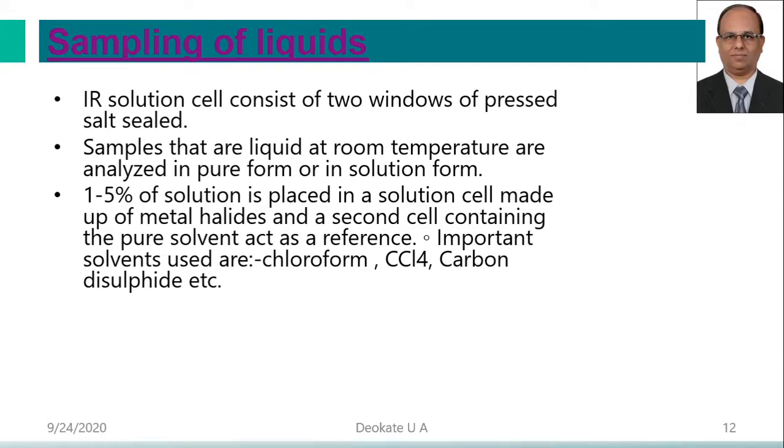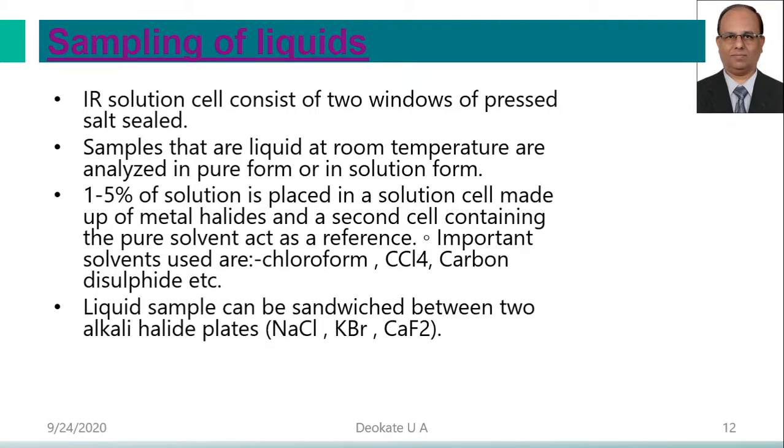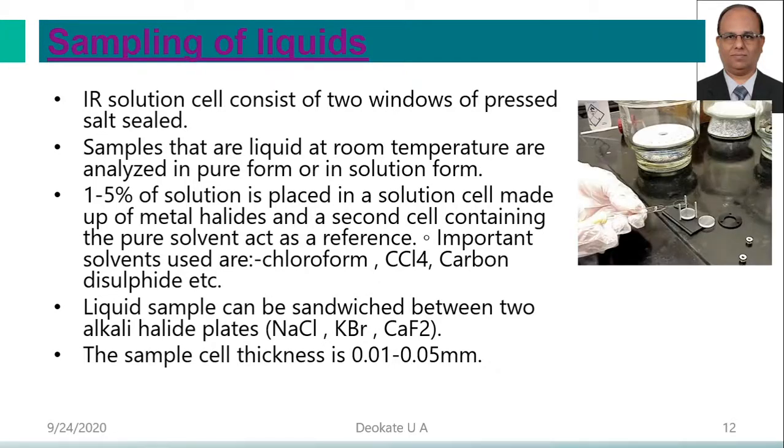Solubility is a major disadvantage for such solvents, because many substances are not soluble in such organic solvents. Again, we cannot use other solvents because they themselves show certain absorption. So liquid samples can be sandwiched between two alkali halide plates, which are of KBr, sodium chloride or calcium fluoride. Another important point is that the thickness of the sample cell is generally 0.01 to 0.05 mm.